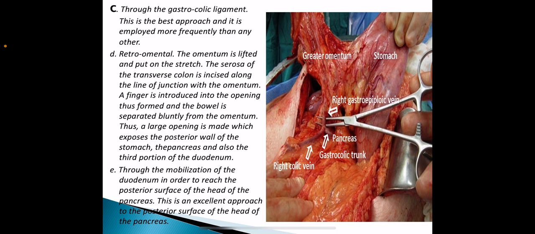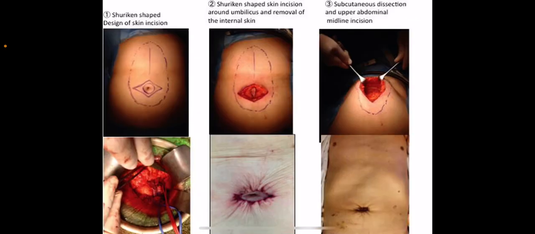A finger is introduced into the opening thus formed and the bowel is separated bluntly from the omentum. Thus, a large opening is made which exposes the posterior wall of the stomach, the pancreas, and also the third portion of the duodenum. D, through the mobilization of the duodenum in order to reach the posterior surface of the head of the pancreas. This is an excellent approach to the posterior surface of the head of the pancreas. Here are some photographs of operations of the pancreas.